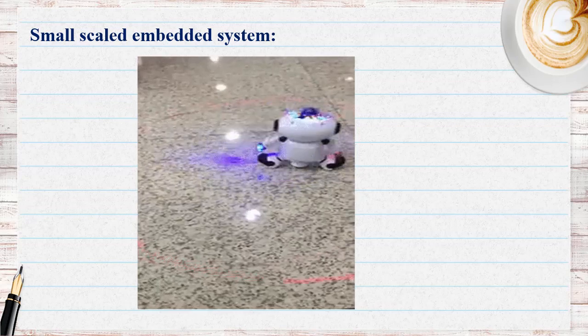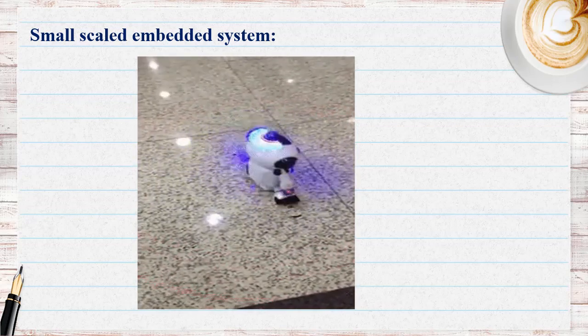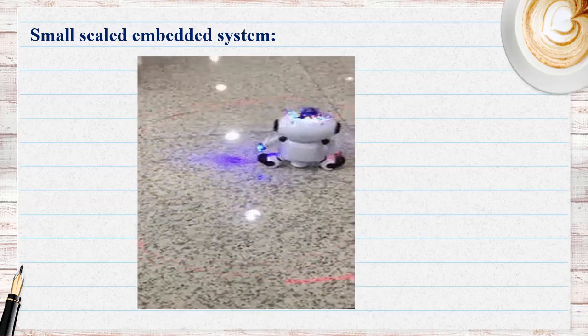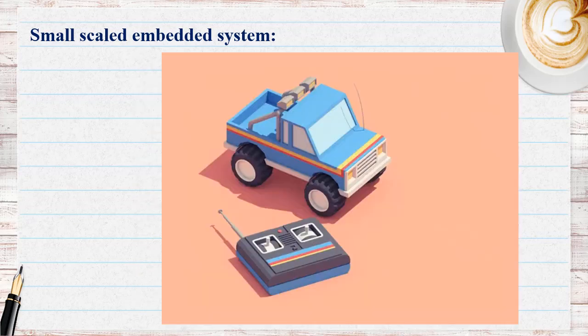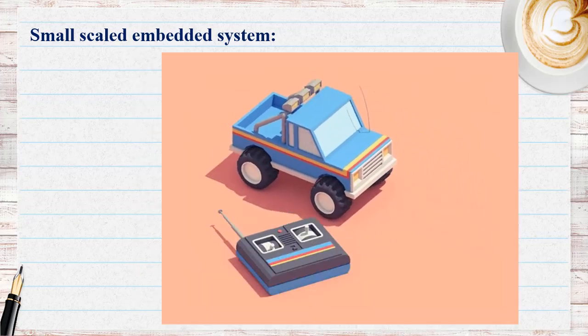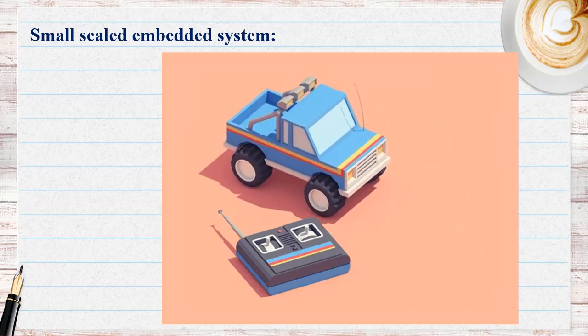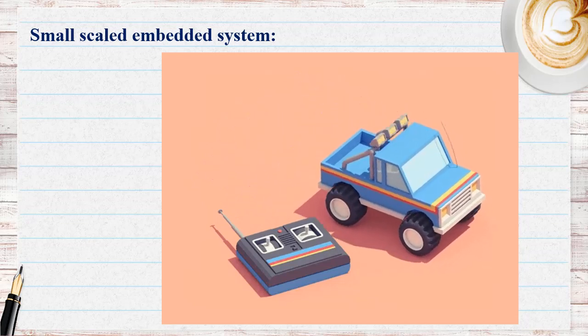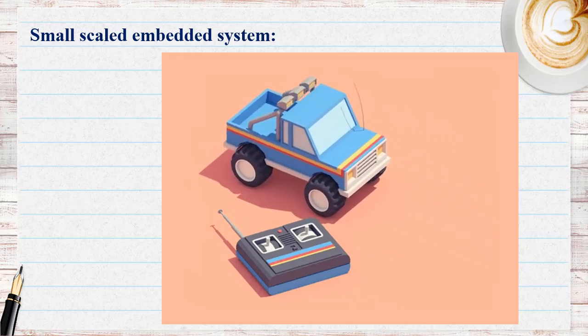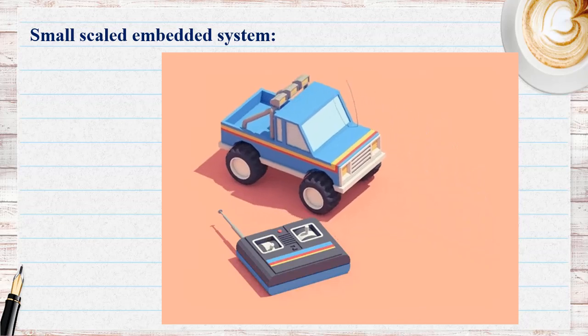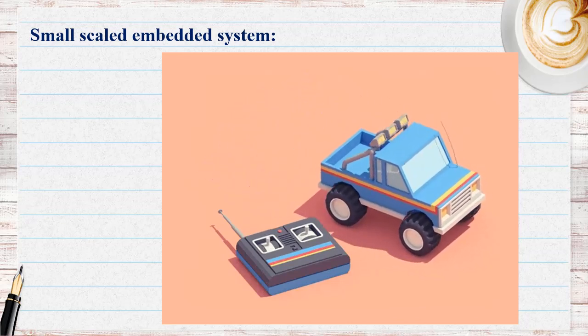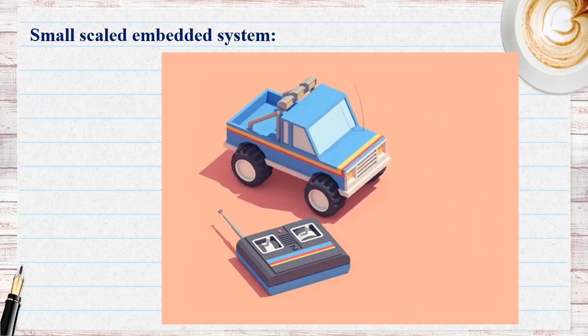Based on the performance of the microcontroller, they are also classified into small-scale embedded system, medium-scale embedded system and large-scale embedded system. An embedded system supported by a single 8 or 16-bit microcontroller with on-chip RAM and ROM designed to perform simple tasks is a small-scale embedded system.